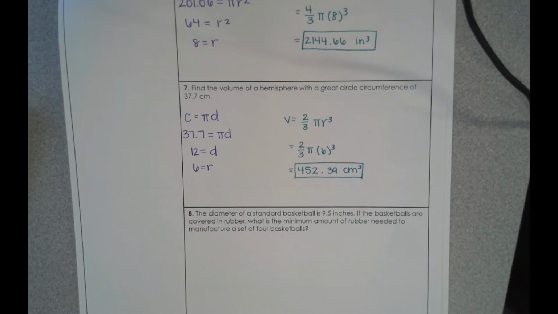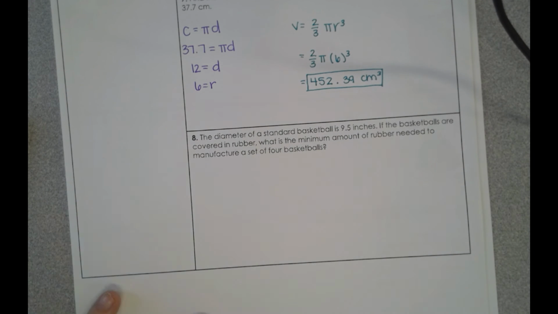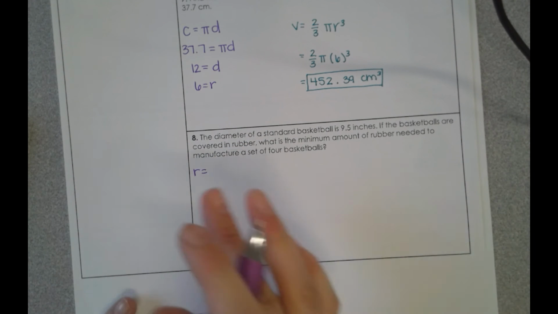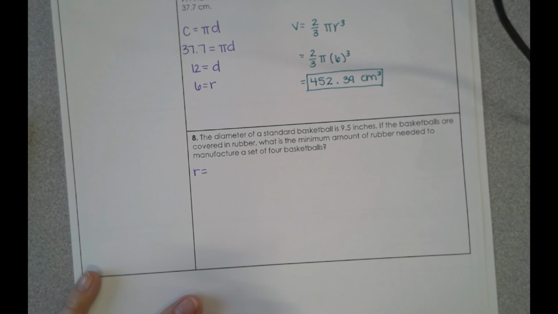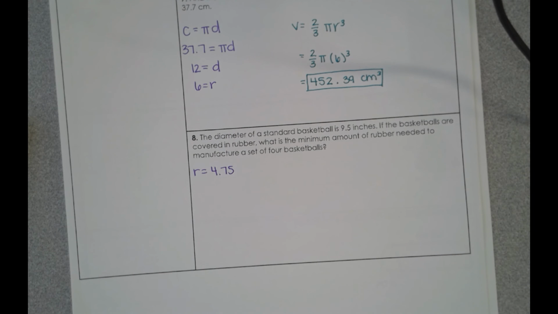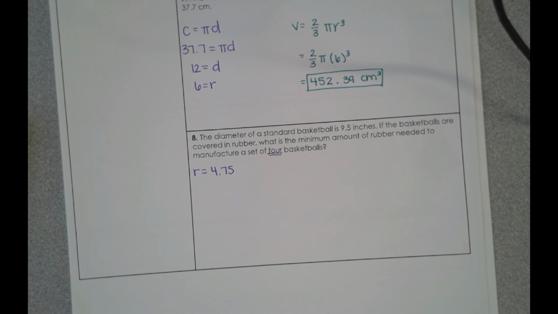All right, last question. The diameter of a standard basketball is 9.5 inches. So right off, it gives you diameter. You know you're going to need radius. It doesn't matter what it is, all the formulas use radius. So 9.5 divided by 2 is 4.75. The basketballs are covered in rubber. We want to know the minimum amount of rubber needed to manufacture 4 basketballs. So covered in rubber, that is your surface area. Volume would be if we were talking about filling the basketballs with air. But the outside, that is your surface area.